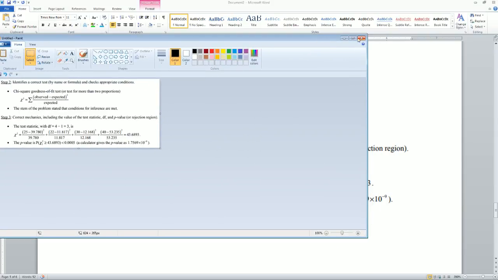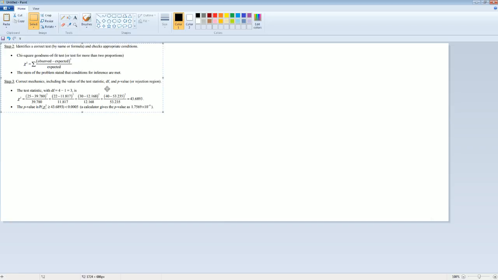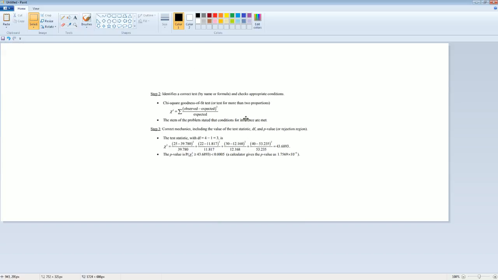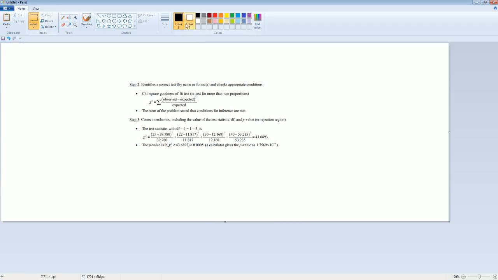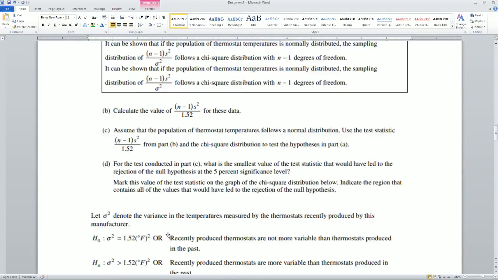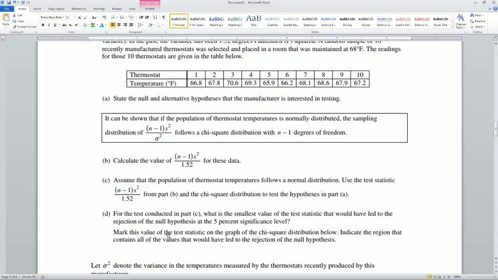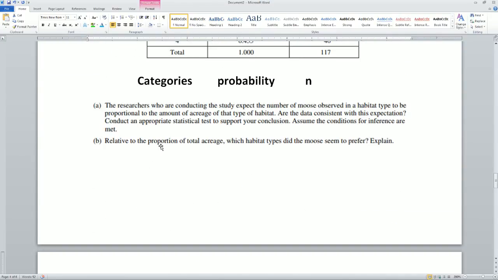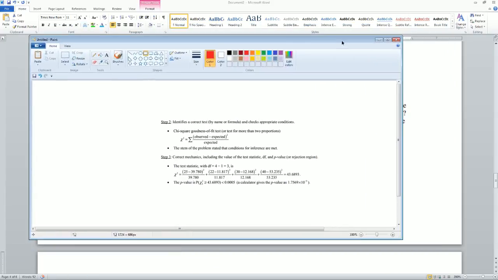Well, why did you pick three though? Because the population density for moose in habitat 3 is the greatest. No, when they're asking for this part, where is it? Relative to the proportion, what habitat did the moose seem to prefer? You want to go back and look at the expected value, right? Can you see this or is it too small? Yeah, I can see it.